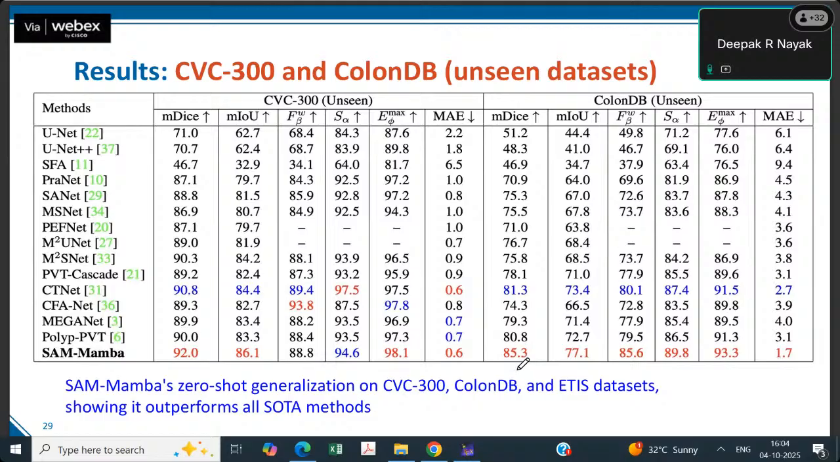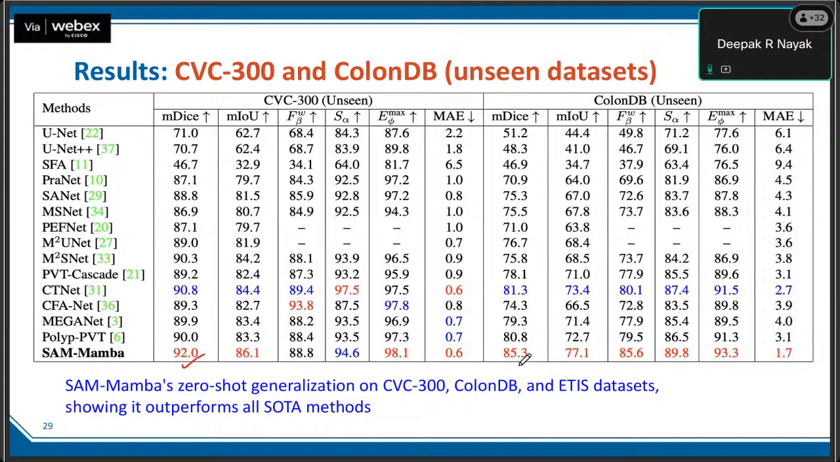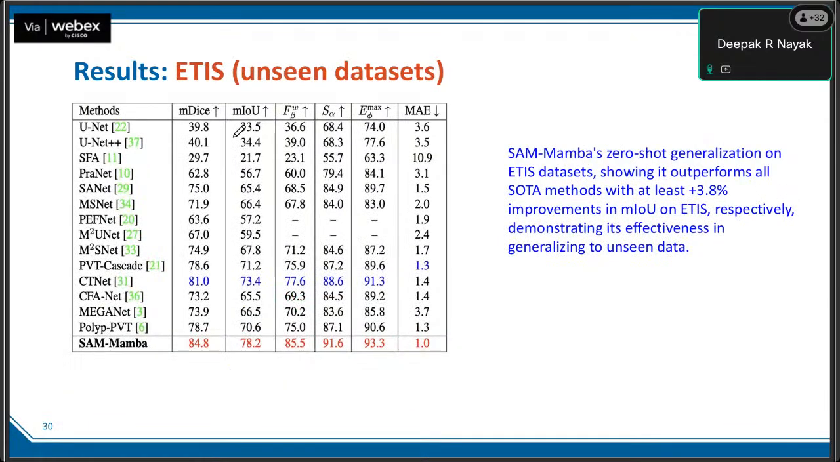So this basically demonstrates the strong generalization capability of the model, because the results on the unseen data are quite interesting. And that is why we were interested in adapting the SAM model, because we know that SAM models perform very well on unseen datasets, which is nothing but generalization performance. There is also one more dataset on which we have validated our approach, which is SAM Mamba. You can see the results over here.